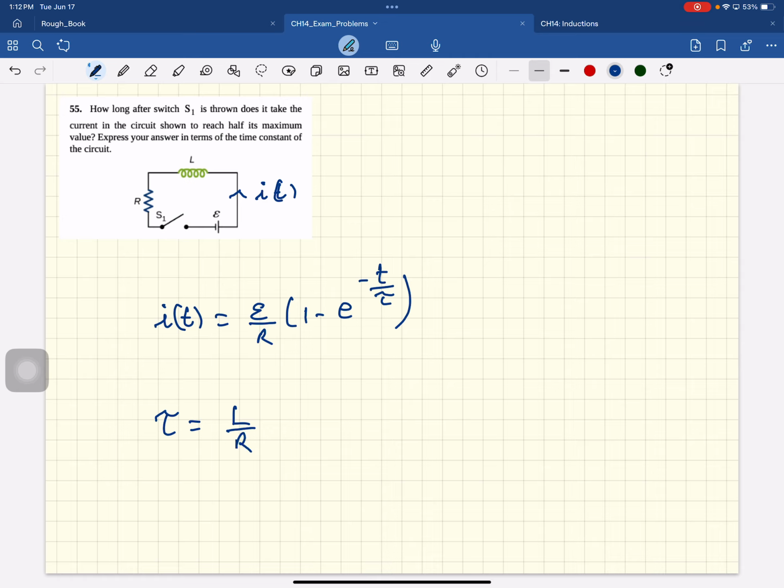Here's how you remember it. Greater the inductance, slower the rise, higher the time constant. Okay.